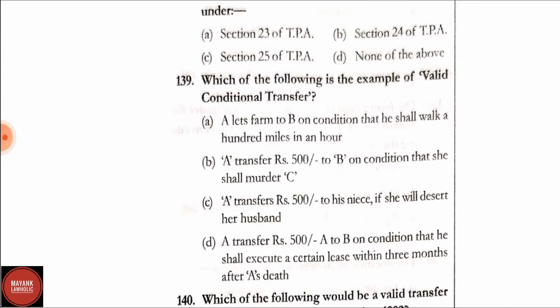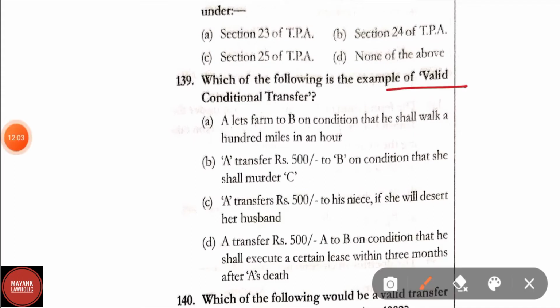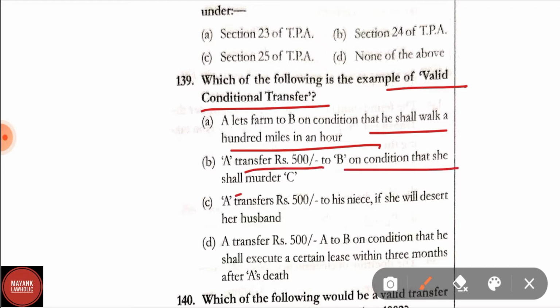Question number 139. Which of the following is the example of valid conditional transfer? Options are A lets farm to B on condition that he shall walk 100 miles in an hour. A transfers rupees 500 to B on condition that she shall murder C. A transfers rupees 1500 to his niece if she will desert her husband.